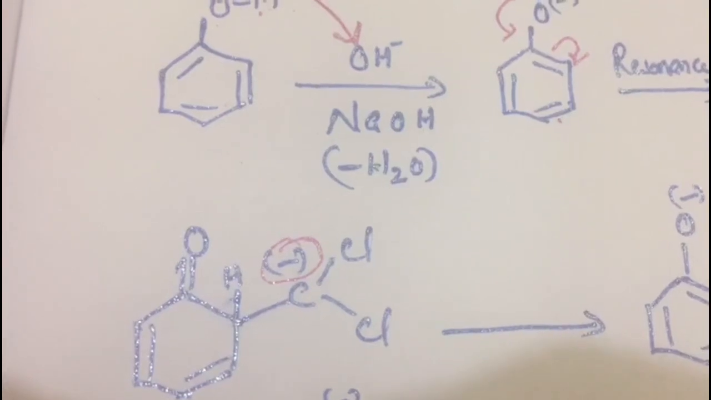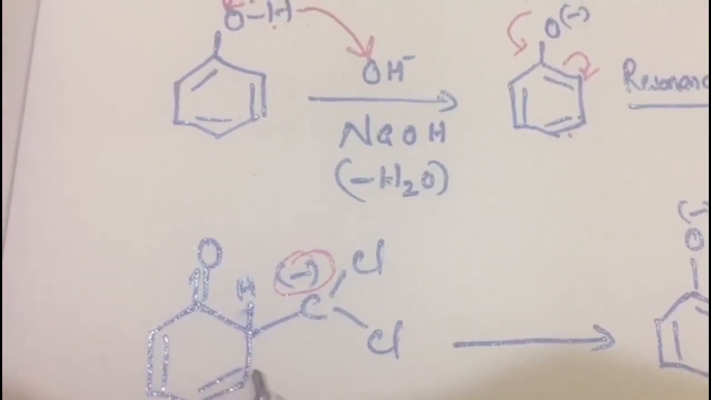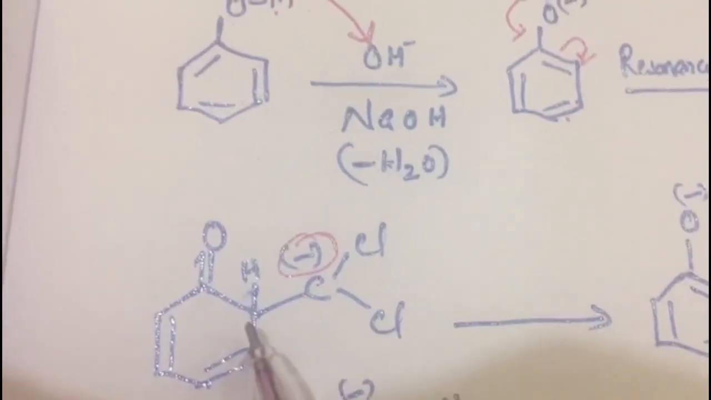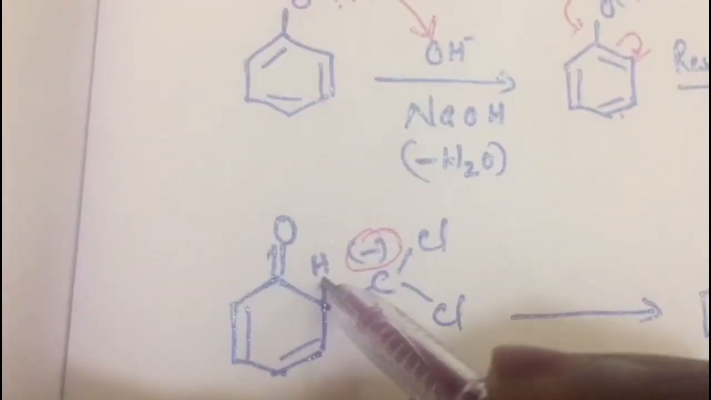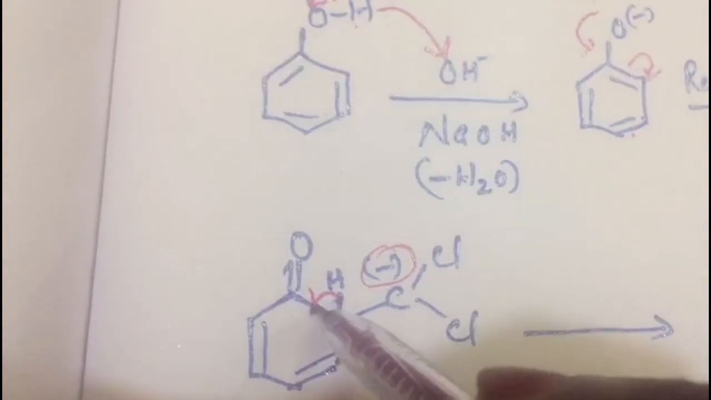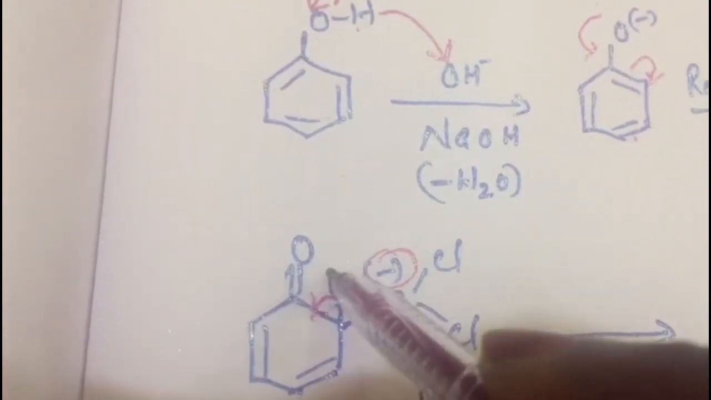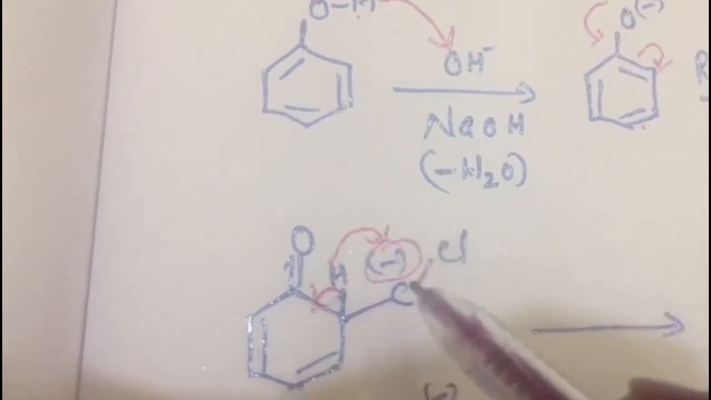In this compound, we understood that this benzene ring loses its aromaticity. So in order to attain the aromaticity, this H will be lost as H plus ion, that will give electrons back, and this H plus will be received by this minus charge.